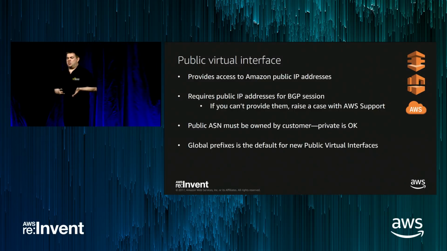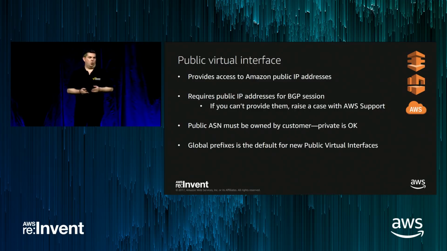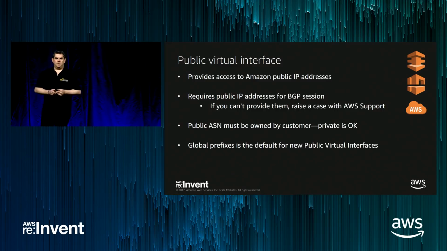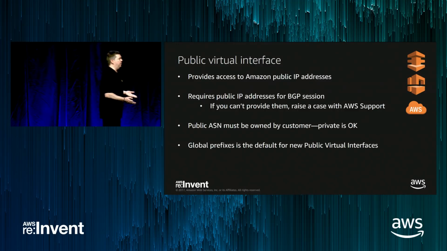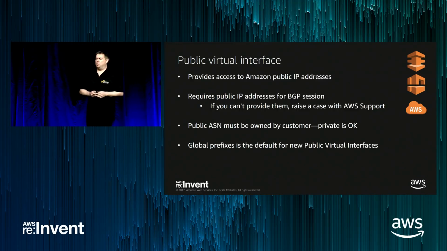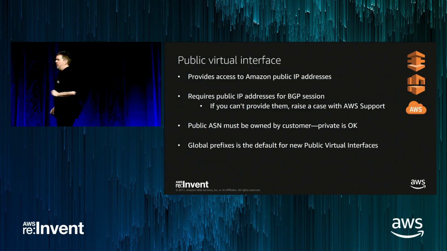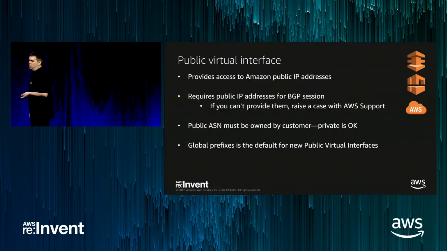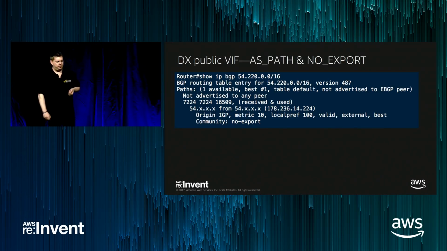So this influences traffic coming and going to all of our AWS regions globally. And if you've got multiple Direct Connect connections with multiple public virtual interfaces, you might not want that. You might want to be able to influence where the traffic flows. So a couple of things to consider. Let's talk about BGP communities and AS paths.